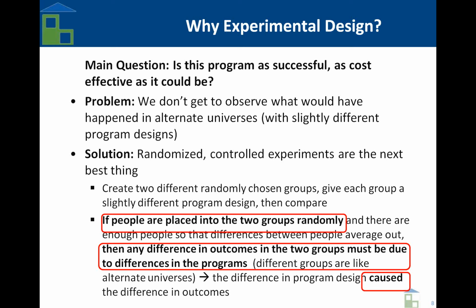So the key point here is the randomization. So if the people are placed into the two groups randomly, then as long as we have enough people so that the differences between the people sort of wash out, then any differences in outcomes between the two groups must be due to the differences in the programs. So then we're able to say that it was actually the difference in program design that caused the difference in outcomes. And how do we know that we have enough people? This is something that I will get to later in the talk.